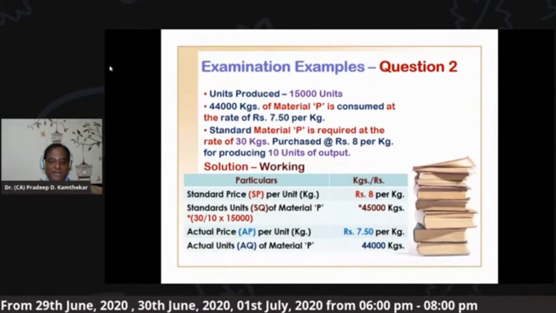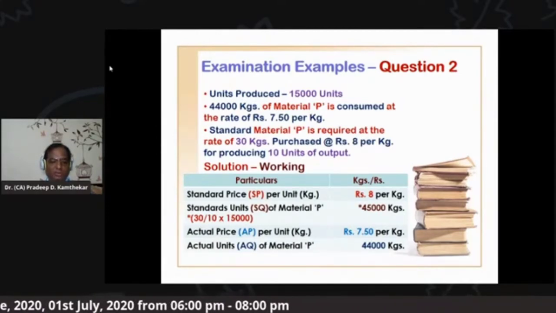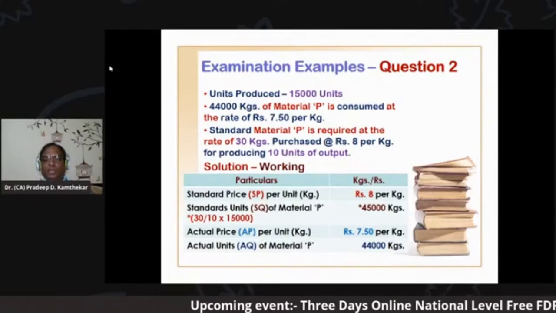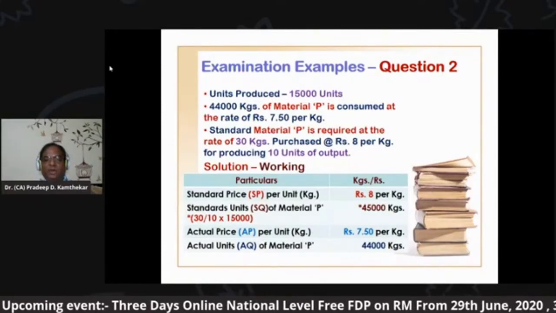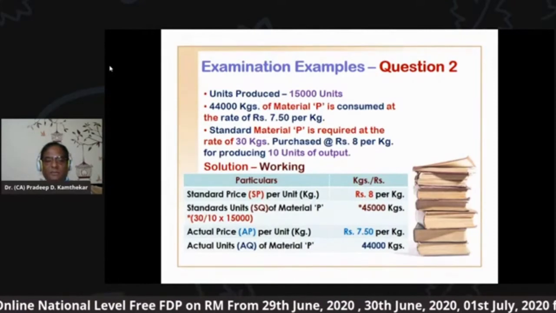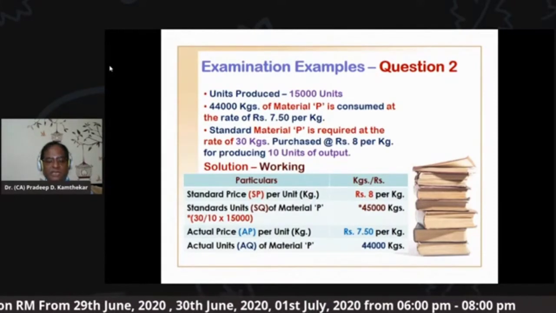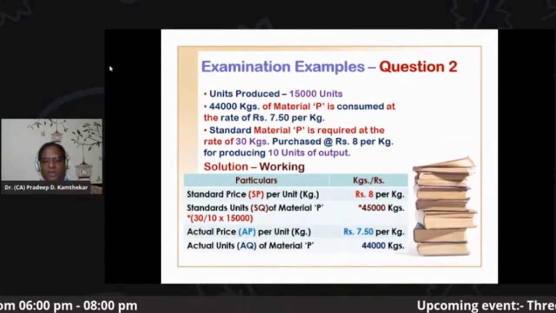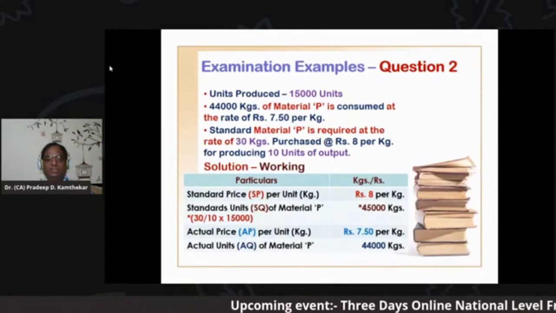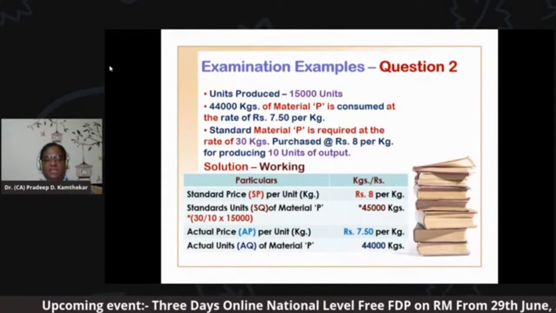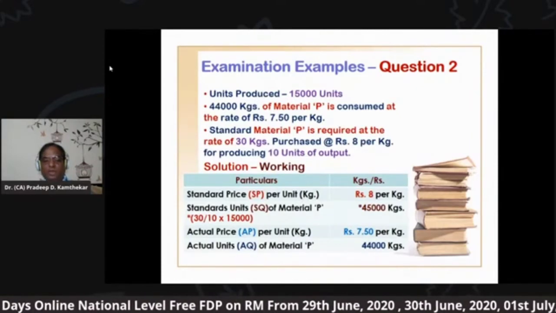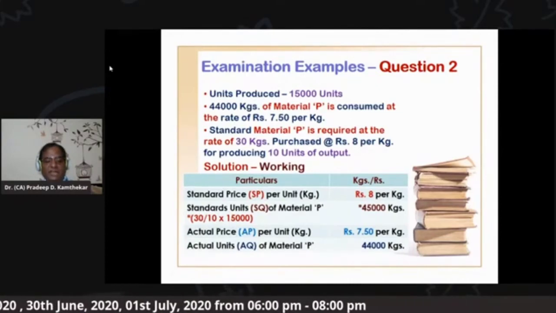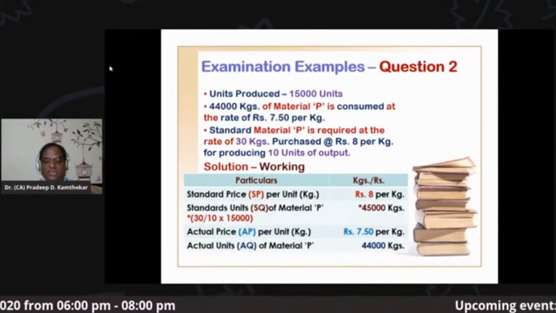As I said, friends, whatever they might give you, here they have given you for 10 units, and in the previous example they gave you for 1 unit. You have to always calculate the standard for the actual production. In this problem, the actual production is 15,000 units. So for 10 units, if 30 kgs of material P is required, how many kgs are required for 15,000? It is 15,000 into 30 divided by 10, and that comes to 45,000 kgs. You can see the calculation in the second row of the table. So standard quantity of material P is 45,000 kgs.